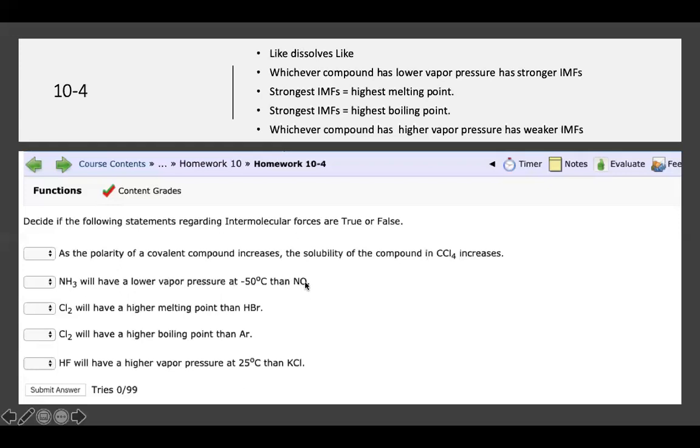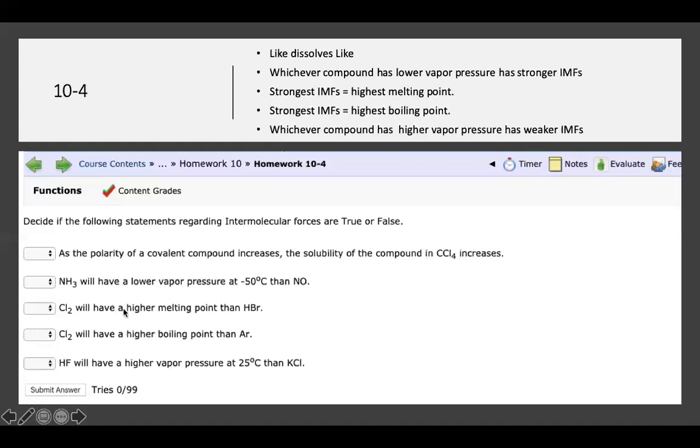The NO particles, however, have weaker intermolecular forces, so it's going to require less energy to separate the NO liquid particles and turn them into the gas phase. So we're going to have a higher vapor pressure for NO and a lower vapor pressure for NH3. So this is a true statement right here.